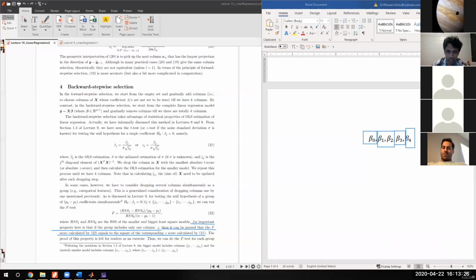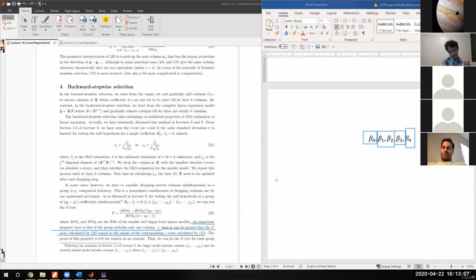Since here, it can be shown that the F test for one group is equivalent to the Z test. So I can use just the F test instead of the Z test, which is more generalized. And then I'm going to do all this for the F test, and again I'm going to drop the group. Be careful, I'm saying the group, not the coefficient. The group which has the smallest F score.